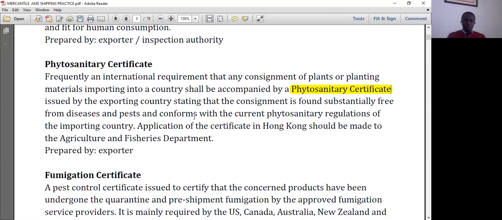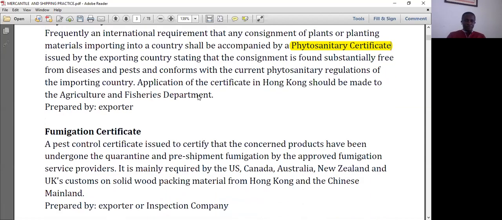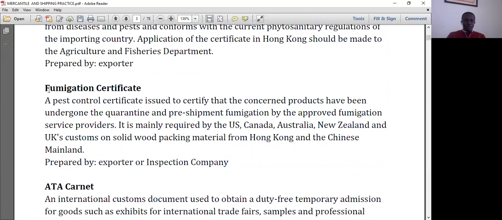So if you are importing seedlings, you must ensure that they are accompanied by a phytosanitary certificate, inspected in the country of exportation and found to meet the required standard. Like in Hong Kong, application for the certificate should be made to the Agriculture and Fisheries Department. They give that. So even if you are selling them, then we have this again, the Fumigation Certificate.